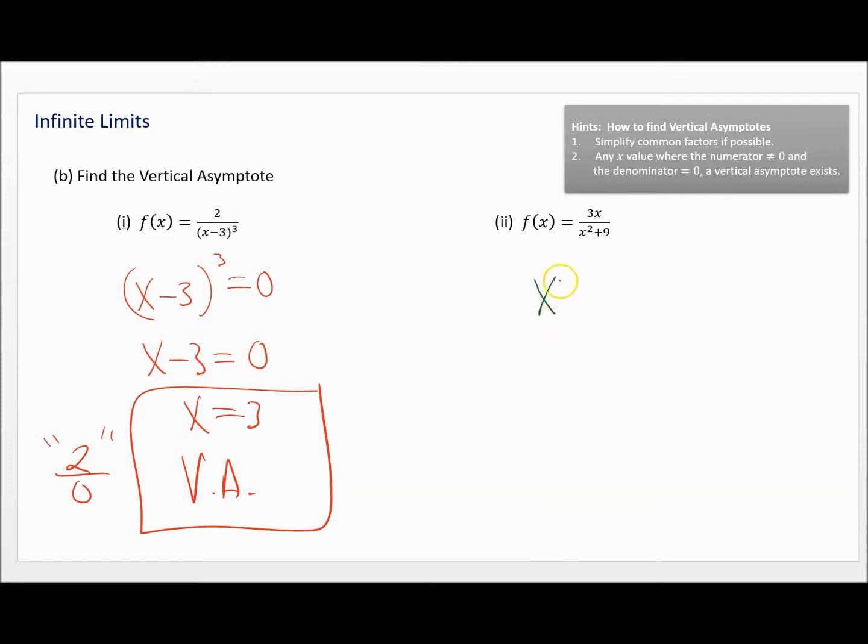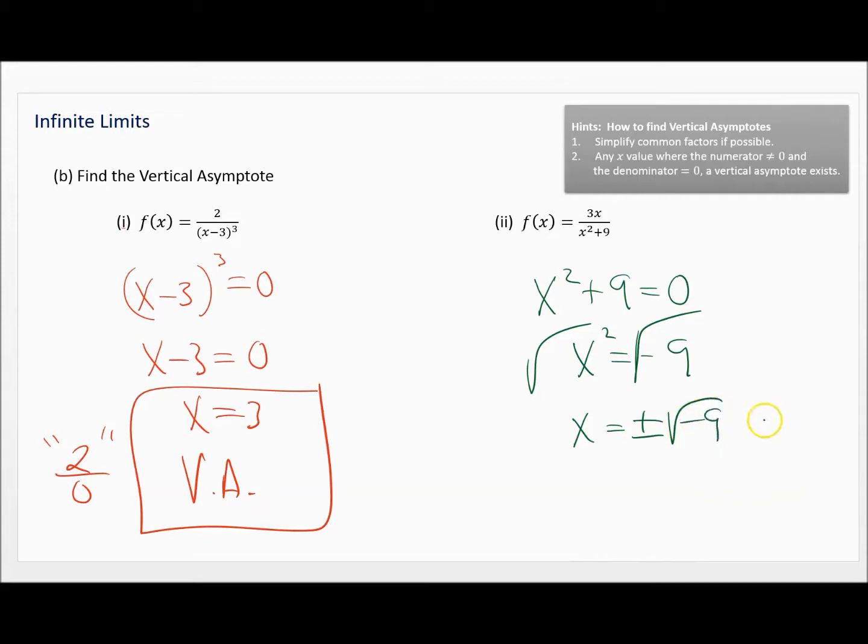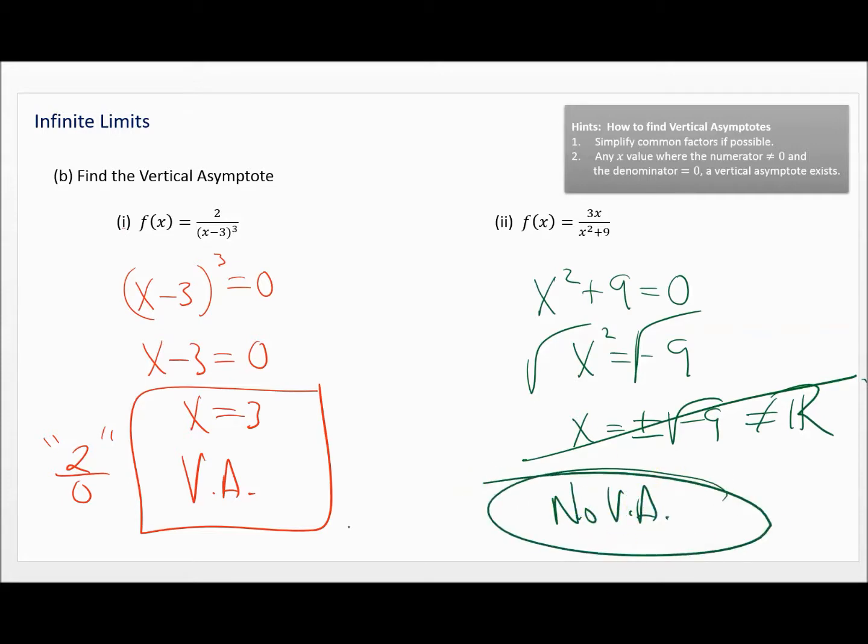But we can set the denominator equal to 0, because we need to know where the denominator might be 0. If I subtract my 9, you might notice right off the bat I have a problem, because I have to take the square root of both sides. Remember, we need the plus or minus, but that doesn't give me a real number. Okay, not equal to a real number, so that result is out. So you know what that means? There are no vertical asymptotes in this problem.